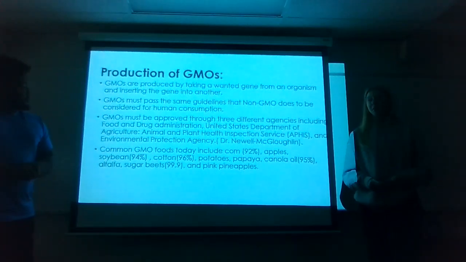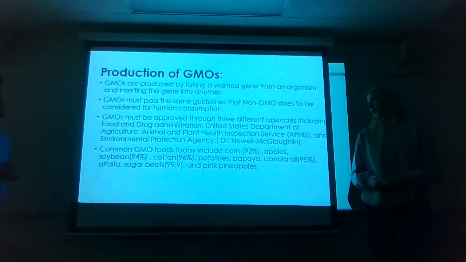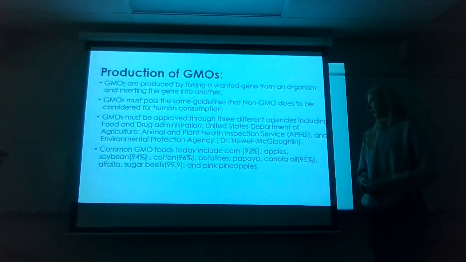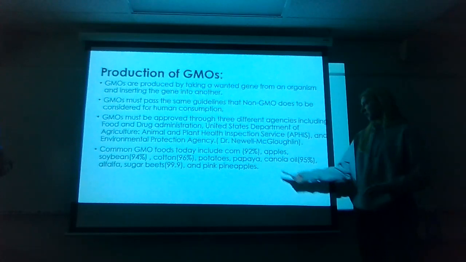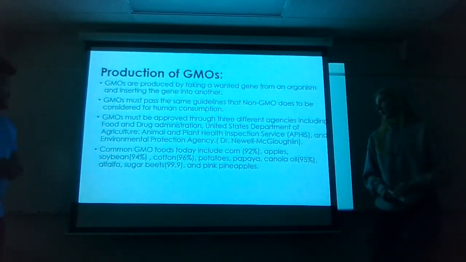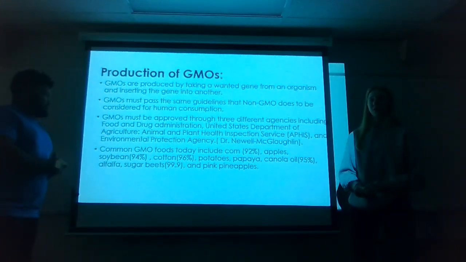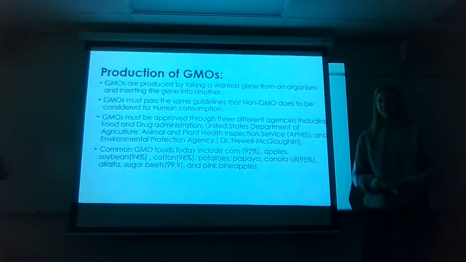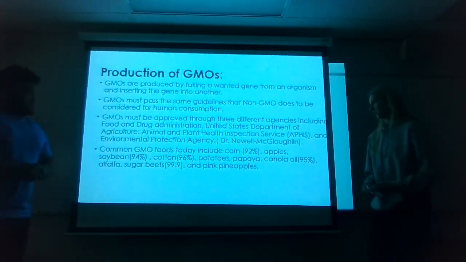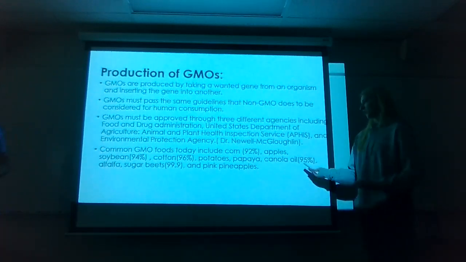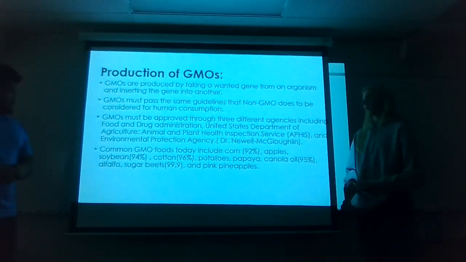Some common GMO foods today include corn, apples, soybean, cotton, potatoes, papaya, canola oil, alfalfa, sugar beets, and pink pineapples. And as you can see these little percentages, that means that 92% of the produced corn in the United States is GMO corn. Same goes for soybean, cotton, and canola oil.